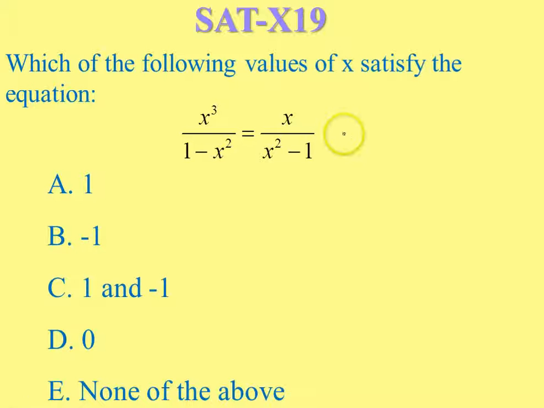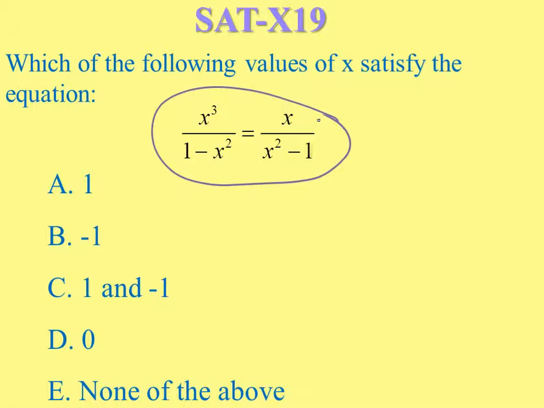SAT example number 19. We're given an equation, and then it asks which of the values of x would satisfy that equation. And you're given choices A through D, including E, which means none of the above. So what you do here, you can take each of the choices and substitute in for x and see if it makes it true.